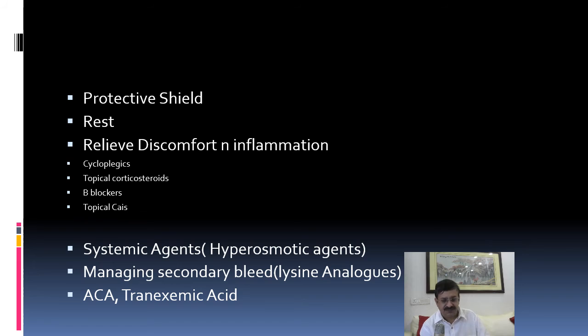Now, if the patient is unwell, if the patient complains of pain, nausea, vomiting, which means that there is a significant rise in IOP, he has to be treated with a systemic agent like a hyperosmotic agent like mannitol. And secondary bleed has to be managed. There are patients who have bleeding diathesis, so the primary reason of their bleeding has to be managed alongside. So obviously you could give tranexamic acid or a lysine analog.